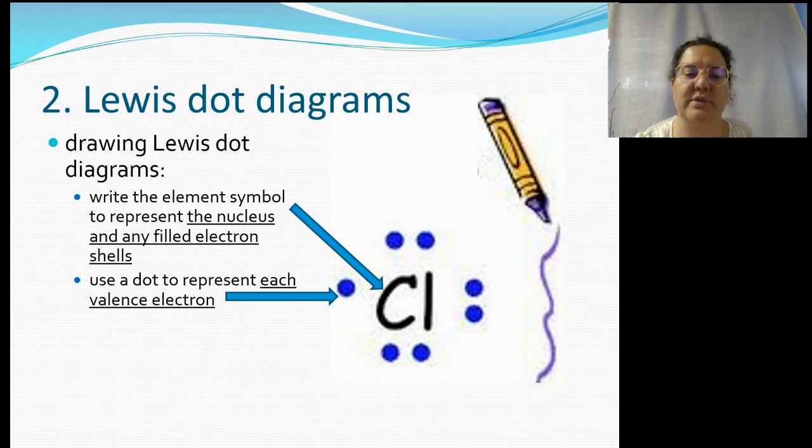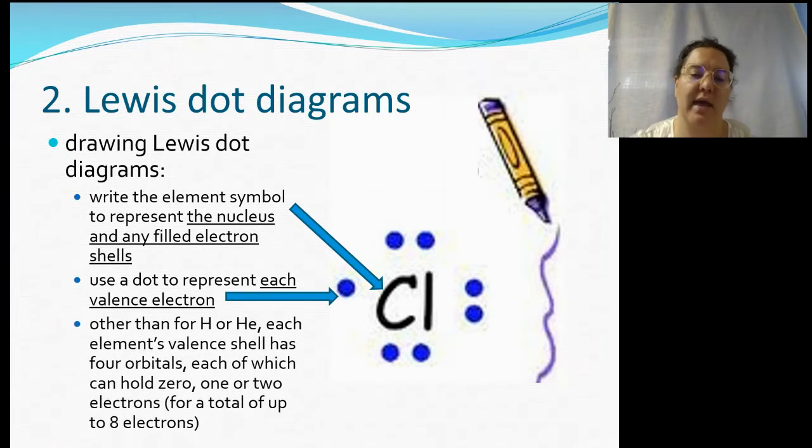So we're going to go around and use a dot to represent each of the valence electrons, and they are in groups of 2, roughly, going around that element symbol. Except for helium and hydrogen, who only have 1 energy level that can contain 2 electrons, the element's valence shell has the availability to hold up to 8 electrons. So that's how many we can have, between 1 and 8 electrons in our Lewis dot diagram.